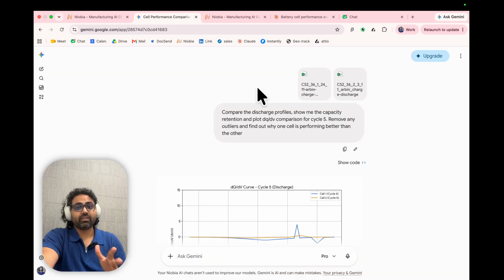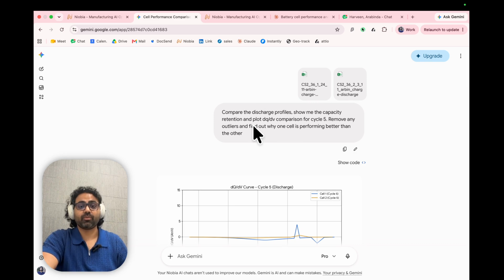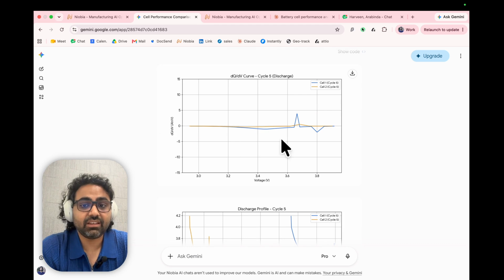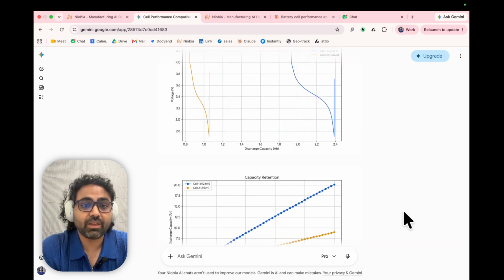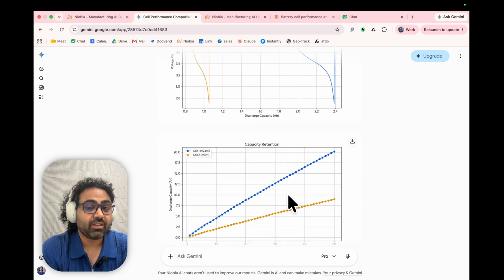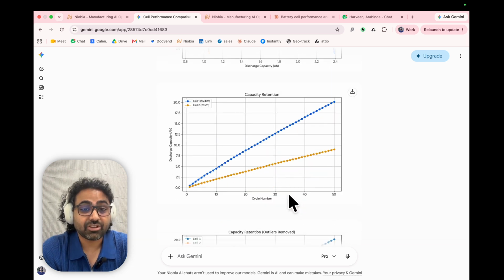I also wanted to test the exact same workflow with Gemini because I know most people already have Gemini subscriptions. It's widely used in the corporate world. But with the Gemini tool, I did see DQDV, nope. Even the voltage profiles, it didn't understand that the voltages have to start from 0. It just used the native Arbin timestamps to calculate discharge capacity, and it did not start from 0. The worst one is this capacity retention plot.